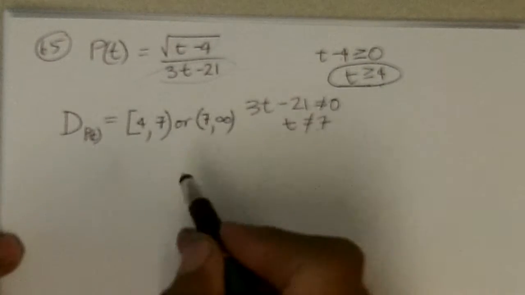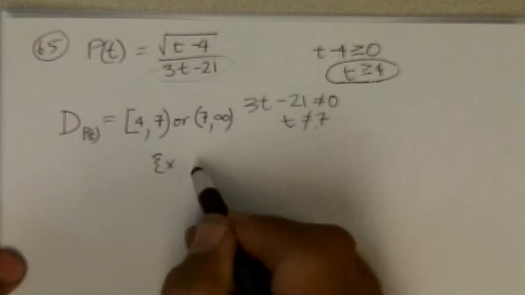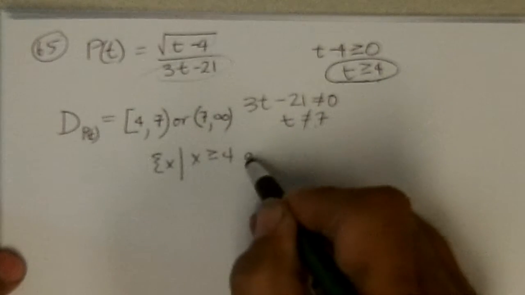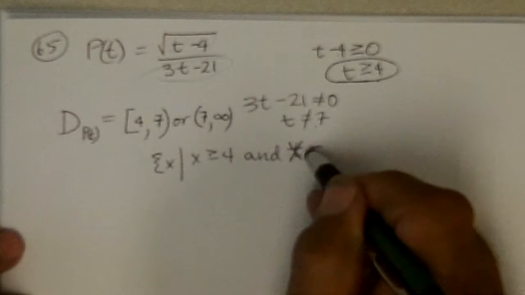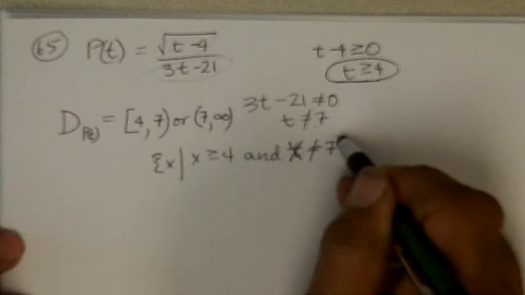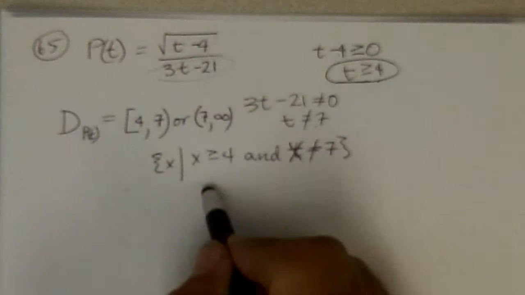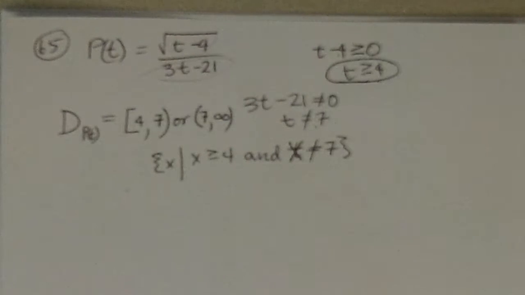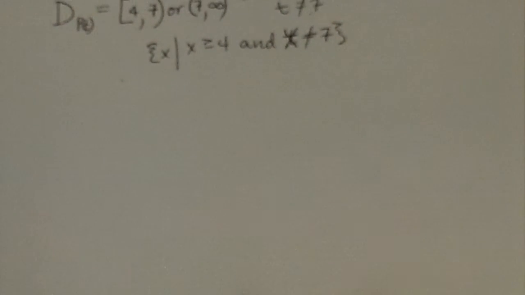And we could also do it with this kind of notation, the set whose elements are numbers such that the numbers are greater than or equal to 4, and at the same time the numbers cannot equal 7. That's another way to write it. And you could write it in words: all reals greater than or equal to 4 except for the number 7. Okay? So that's 65. And then we go to 67.